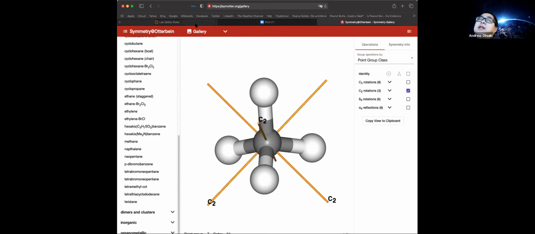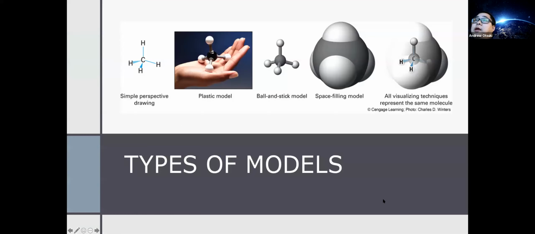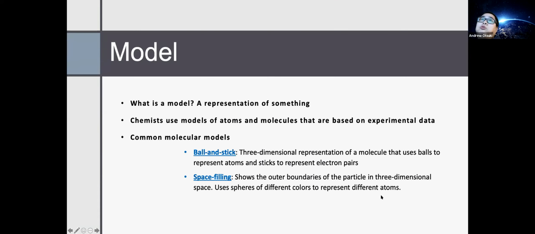Let's go back now to what we were talking about earlier. Okay, I promise this won't be long. We have models because we can't really see these atoms, right? So we need models to help us visualize, and these models are always based on experimental data.